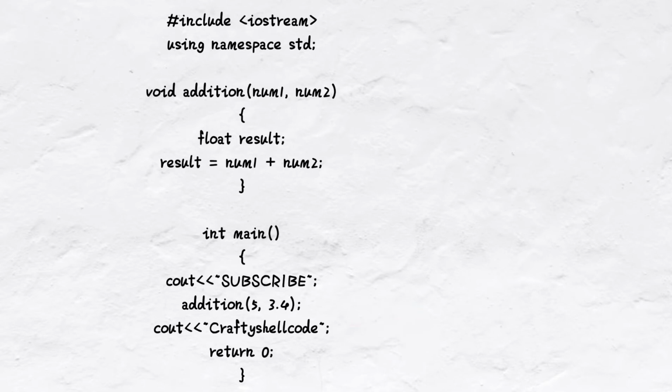So this is a very simple program that has two functions. It has an addition function and it has a main function. The addition function simply takes two parameters of two numbers, creates a variable called result and stores the addition of those two numbers in result. It has the main function which just prints out subscribe, invokes the addition function, and then prints out CraftyShellcode and then returns 0. A very simple program, but one that is going to be very helpful in trying to help us understand how the stack is laid out.